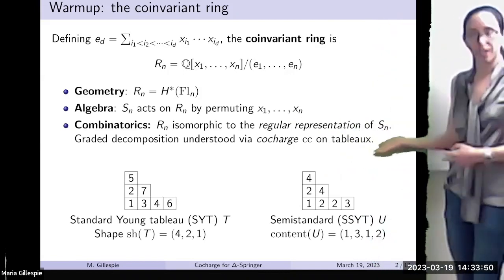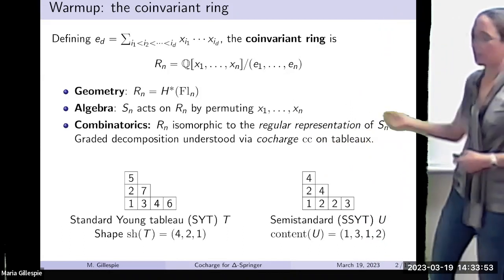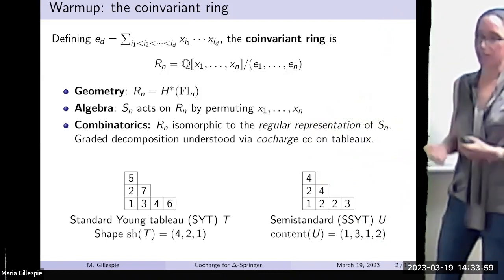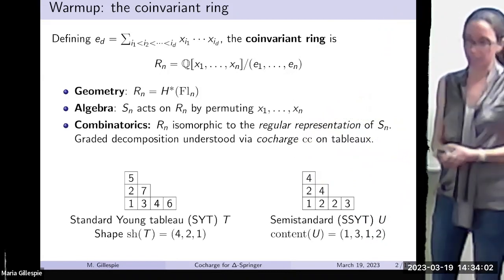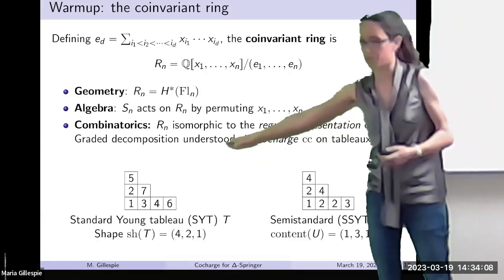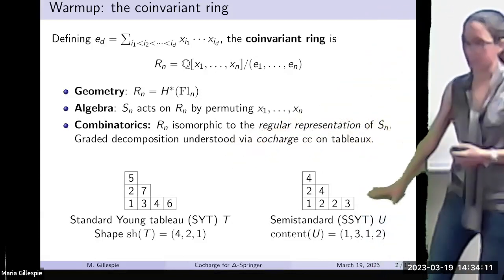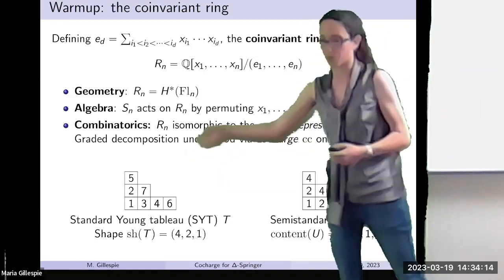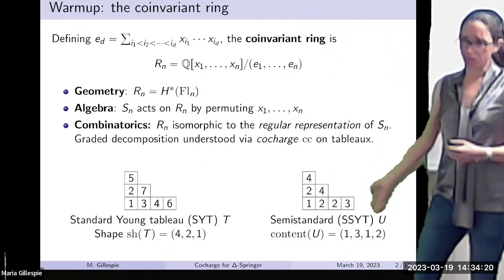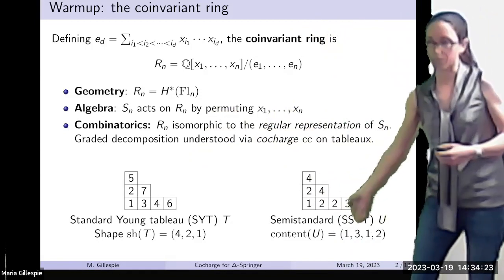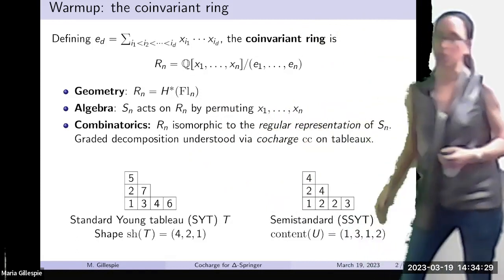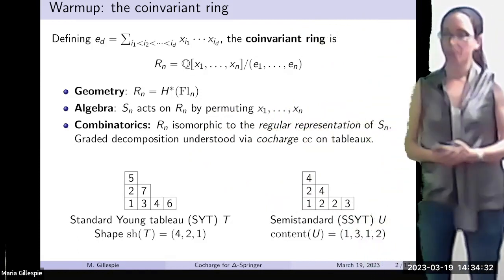So we know it's the regular representation of Sn. It has dimension n factorial, and the graded decomposition as a graded module, graded by the degree of the monomials, is understood via the cocharge statistic on tableaux. This was by Lascoux and Schützenberger. They introduced cocharge. And we'll be using the French notation for standard Young tableaux and semi-standard Young tableaux here. So standard is increasing in rows and columns. Semi-standard can have repeats in rows. And the content is the tuple indicating how many ones, how many twos, how many threes, how many fours there are in a semi-standard Young tableau. And the shape is just the shape of the tableau. So we will use shape and content a lot in this talk.